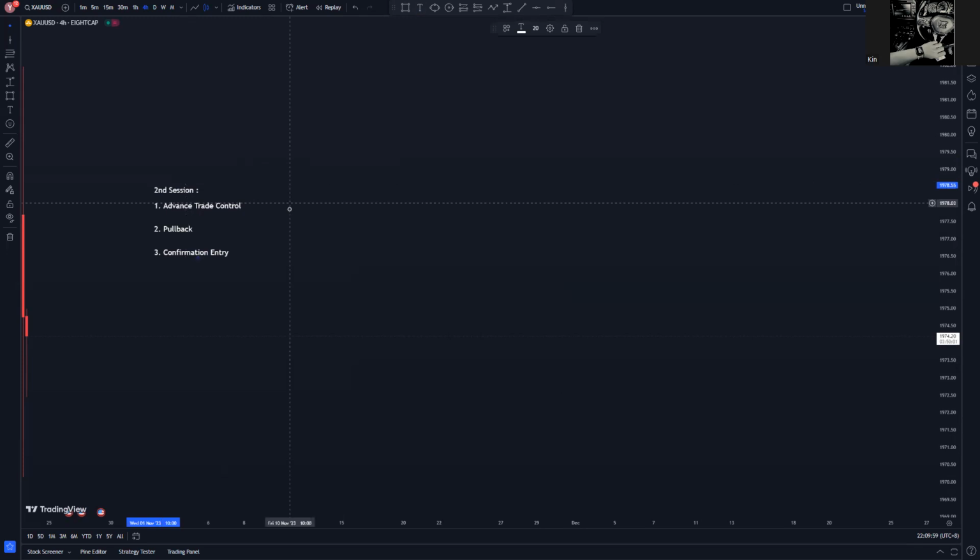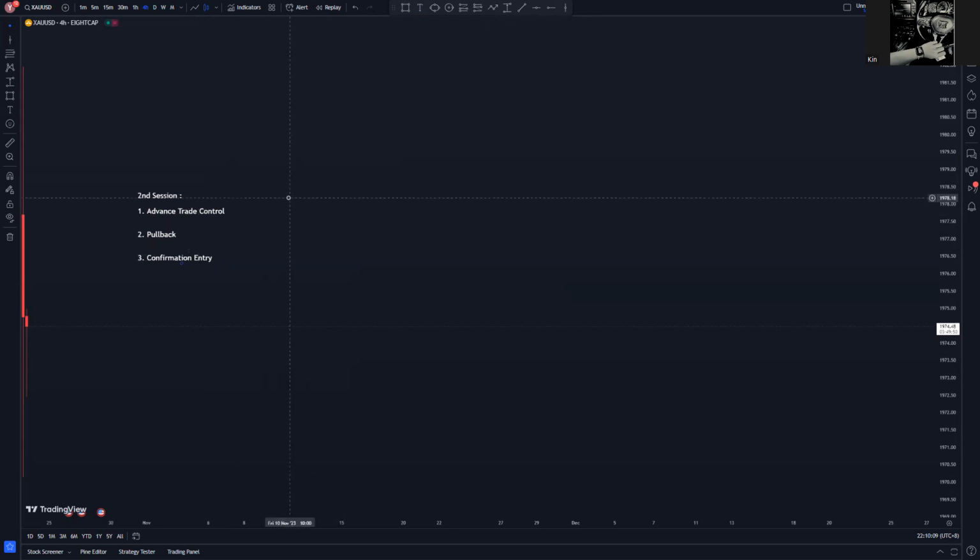These 3 topics are very, very important for us to play around with the chart, like take a buy, take a sell, something like that. So let's start with the first one, which is the advanced trade control. First things first, you guys need to know what the trade control actually is.